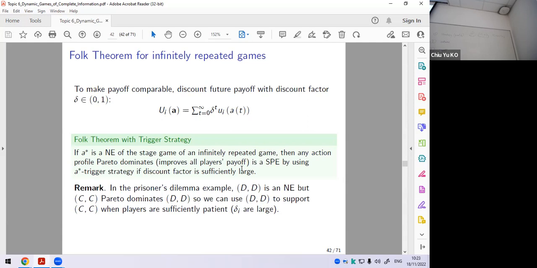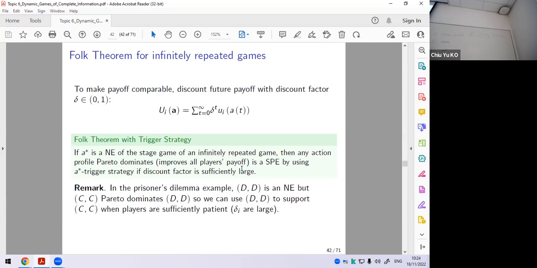The idea is, whatever outcome you want to support, you say we do this outcome, and if this is not done in the last period, we go to A star. And if you're patient enough, you can support it. Is that clear? It's the same as the prisoner's dilemma: CC is a good outcome, it's not a Nash equilibrium. And we know DD is the outcome that is Nash equilibrium, and we claim everything better than DD is supportable.